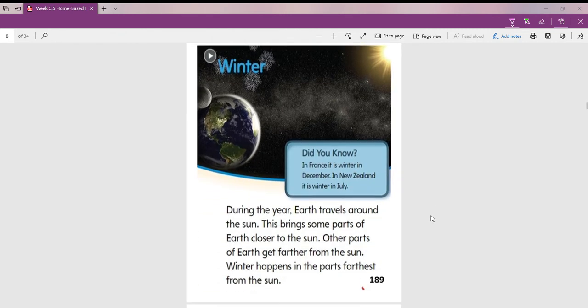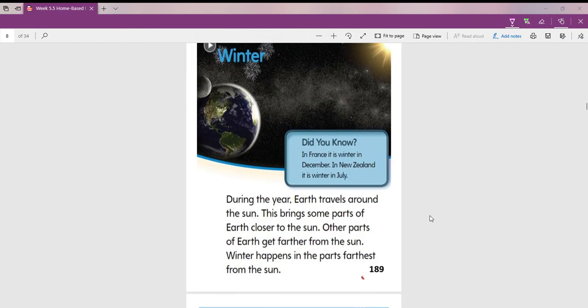Let's look at this next page, winter. Remember, boys and girls, when we have an image, we need to make sure we look at it, and we need to make sure we read the caption. Let's see what the caption says. Did you know? In France, it is winter in December. In New Zealand, it is winter in July. Think about July here, boys and girls. When it's July here, it's very hot. So it's the opposite.